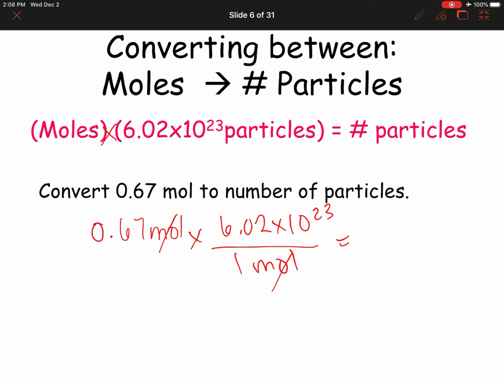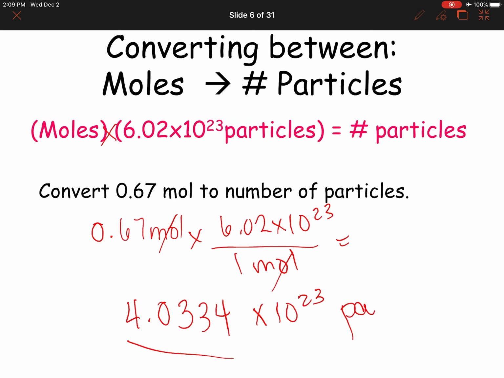And so if I just multiply 0.67 times 6.02, I get 4.0334 times 10 to the 23rd. I tack that back on. Now I need to make sure that it's in proper scientific notation. So to make sure I have that, this coefficient here, 4.0334, is between 1 and almost 10. So it is. And then I have my times 10 to the 23rd. I don't forget my units.